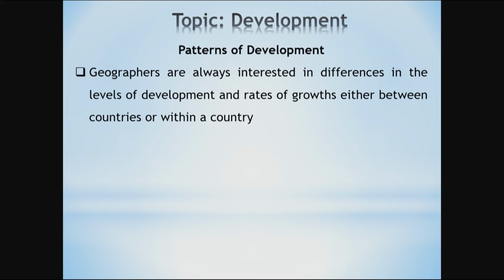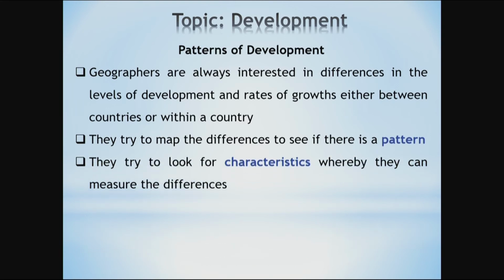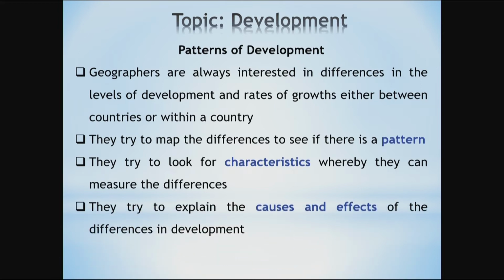Now geographers are always interested in differences in the levels of development and rates of growth, either between countries or within a country. They also try to map the differences to see if there is a pattern. They look for characteristics whereby they can measure differences, and they try to explain the causes and effects of the differences in development. Now I'm going to show you a map, which is the simplest and most commonly used map to show the differences in development.